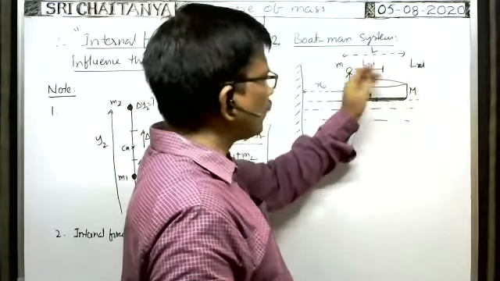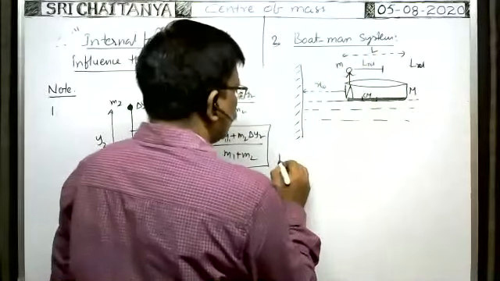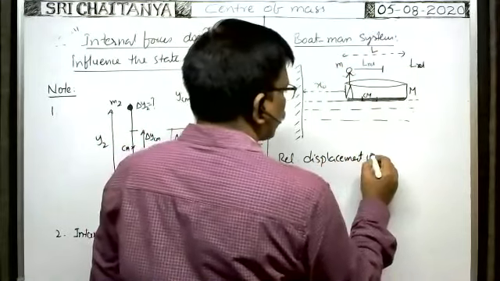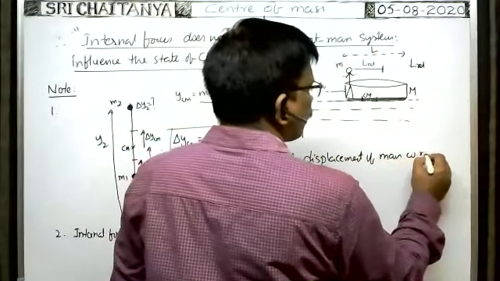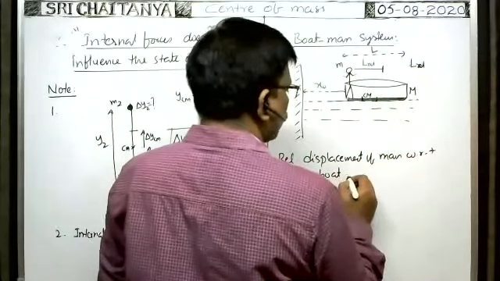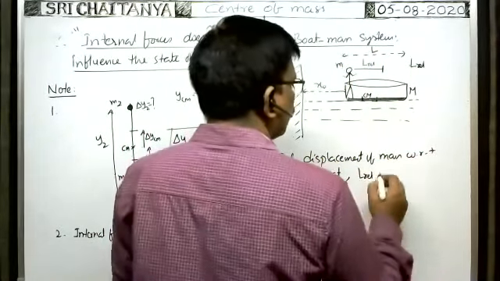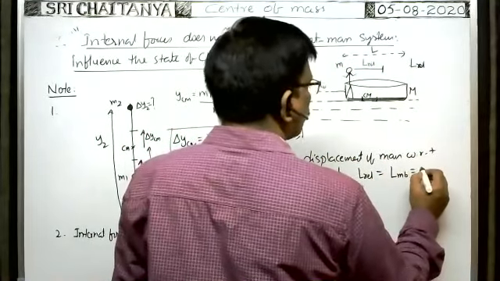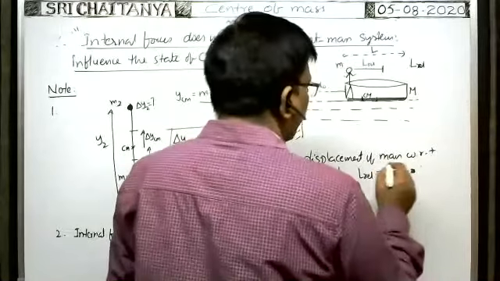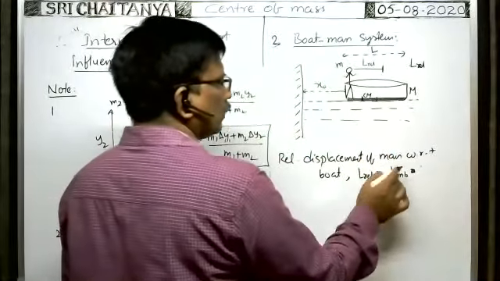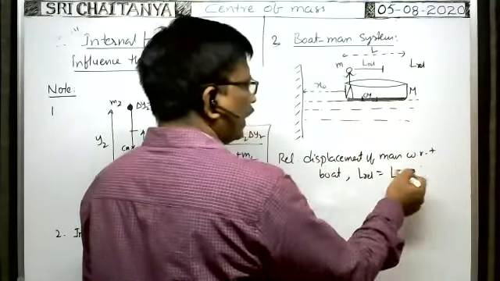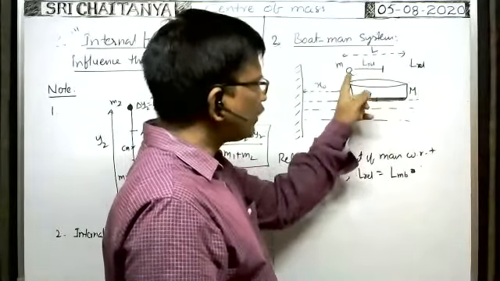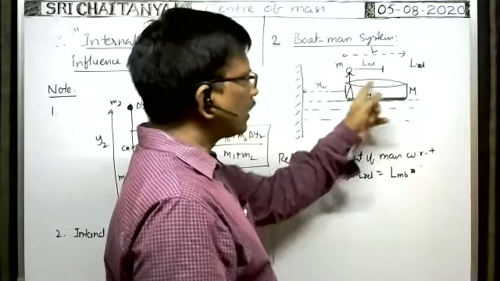That means when we observe from the boat, the man has just traveled this much distance. So the relative displacement of the man with respect to the boat is L relative. If the man travels from one end to the other end, then this L relative is equal to capital L, because the length of the boat is capital L.